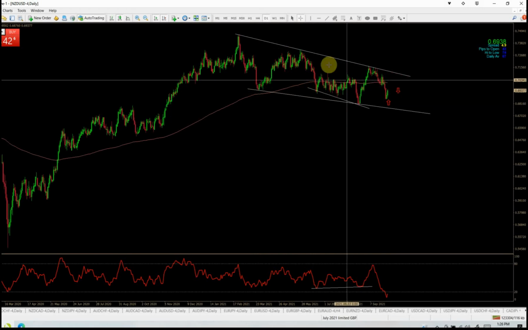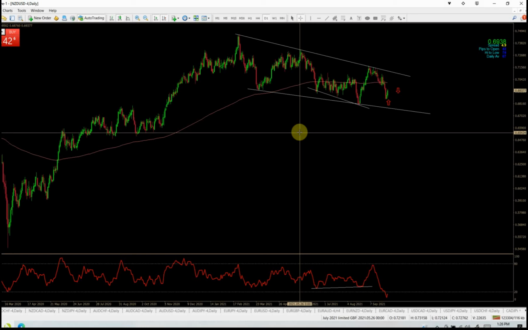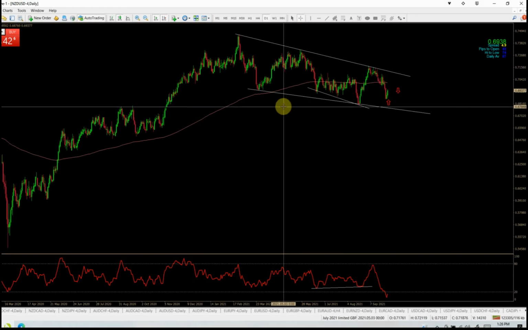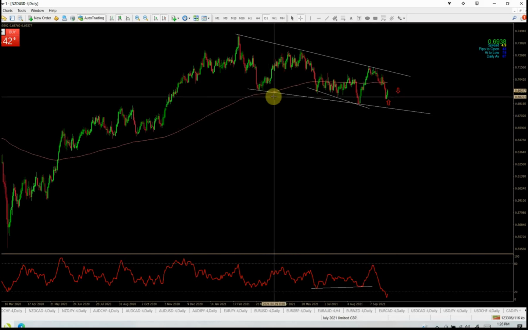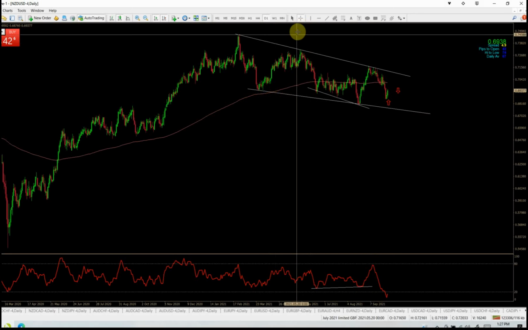So if you look on your daily charts, it's got to be really obvious, guys. If you don't see the obvious areas at the top and bottom, especially where you're looking for the entries, then don't use this strategy.